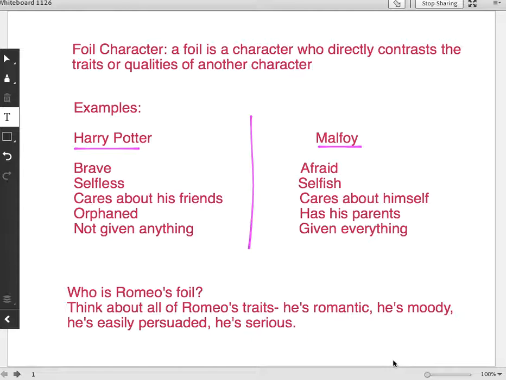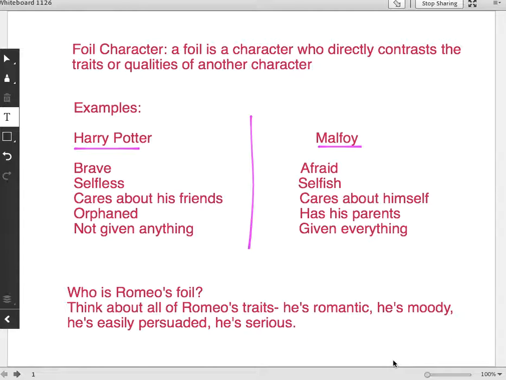So the two of them side by side are very different. Obviously, we can see how different they are just here on paper. And there are probably other things that you could call out as elements of their characters that are contrasting to each other. So then let's take a look at Romeo and Juliet. When we think about foil characters, who do you think Romeo's foil character could be?